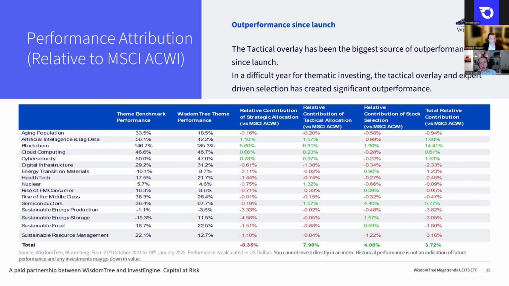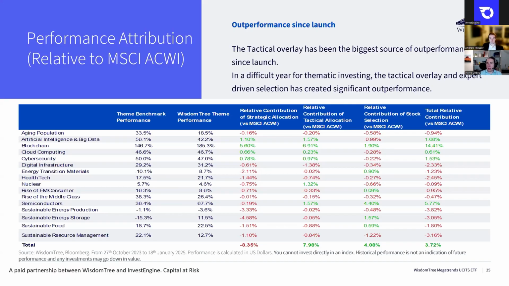But the tactical allocation created 8% of outperformance. So the overweight, underweight created value. And the stock selection, the way we do it, pure, expert-driven, differentiated, created 4%. And so when you take the 3 layers, we managed to outperform in a year that was not great for thematics. So it really shows the value of the 3 layers.